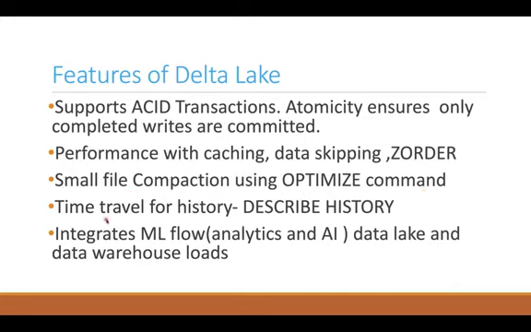Another important feature is time travel for history. Databricks Delta Lake also supports storing the history of the data. By default, it will retain the files for 7 days. So we can see the previous versions of the data by using the DESCRIBE HISTORY command. It will be helpful whenever there is any accidental corruption of the data. We can go back to a particular version and restore that previous version of the data.